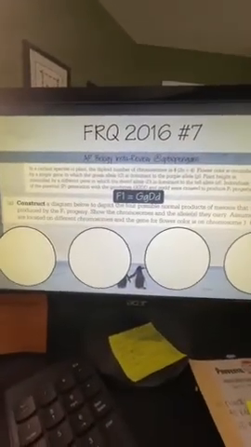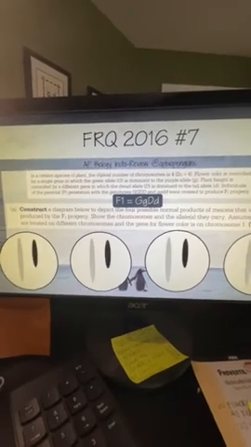Okay, so when we draw this out, we know that in our gametes, we're going to end up with 1 of each chromosome, right? I'm going to have 1 long and 1 short.